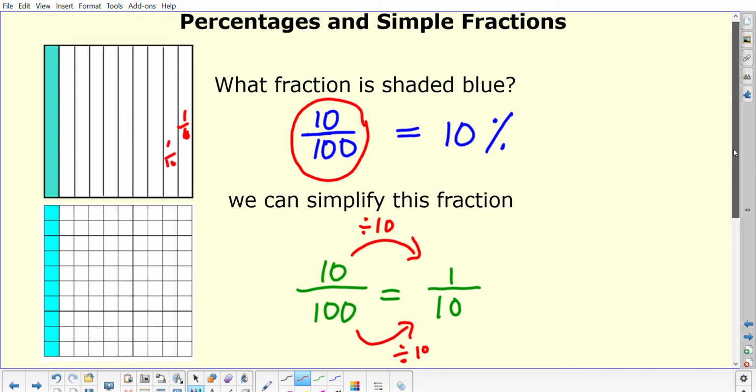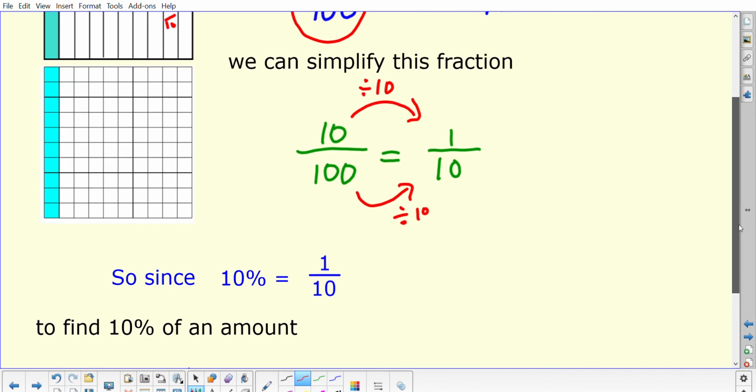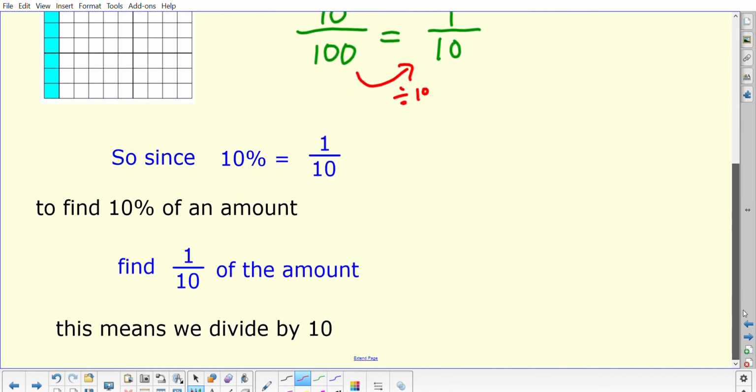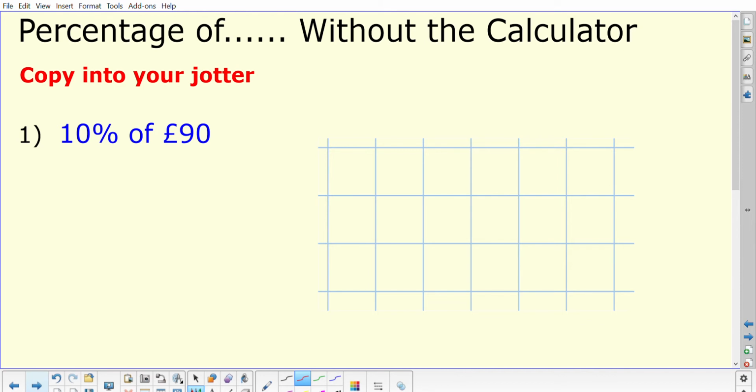But it's this 10%, remembering that that is equal to a tenth, and how we work with a tenth of something. So this is what I need you to know. Since 10% equals 1/10, we would find 10% of an amount by finding a tenth of the amount, and to find a tenth of the amount, basically you're going to be dividing by 10. So this is the key here. To find 10%, you want to be finding a tenth, and that means that we're going to be dividing by 10.